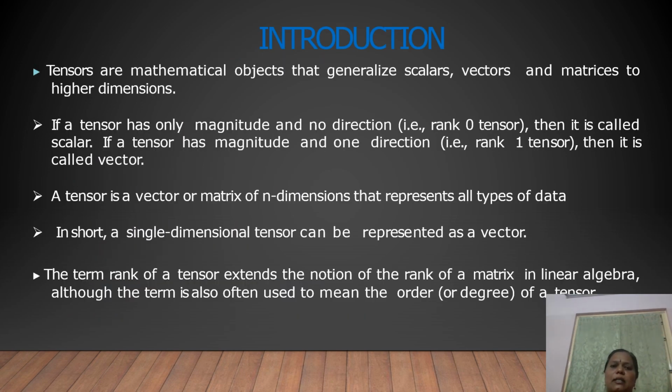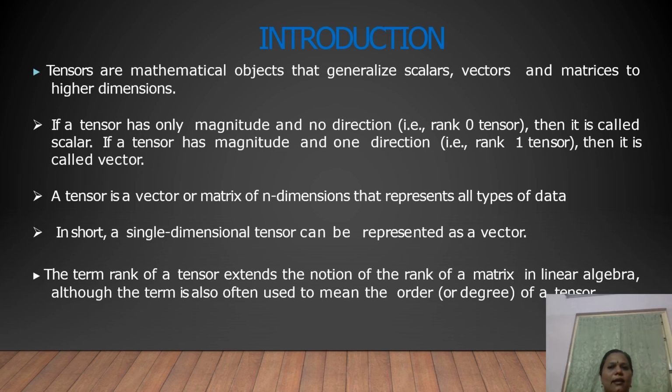Okay, what do you mean by a tensor? Tensors are mathematical objects that generalize scalars, vectors, and matrices. To give a simple example, we all know that a scalar has only magnitude and no direction. So a scalar can also be represented as a tensor with rank 0. Hope you could understand. Similarly, a vector, which has both magnitude and direction, is represented as a rank 1 tensor.